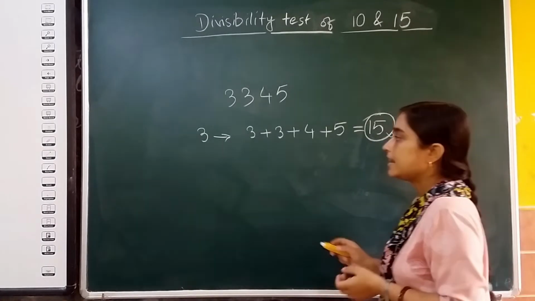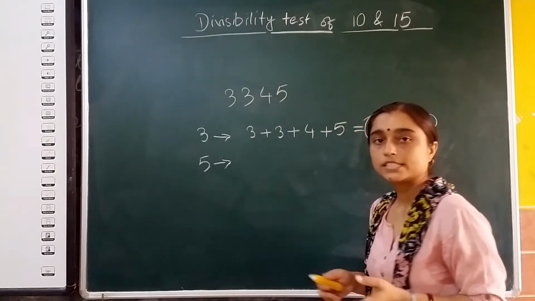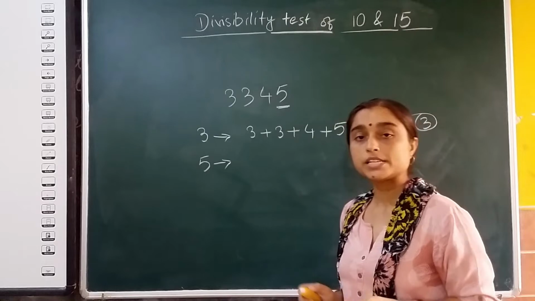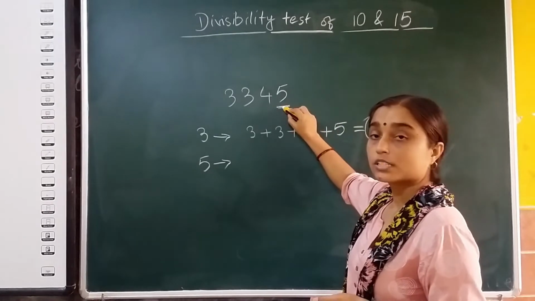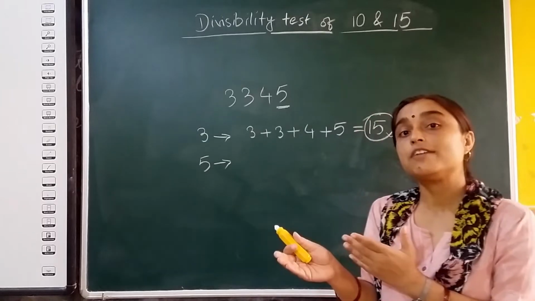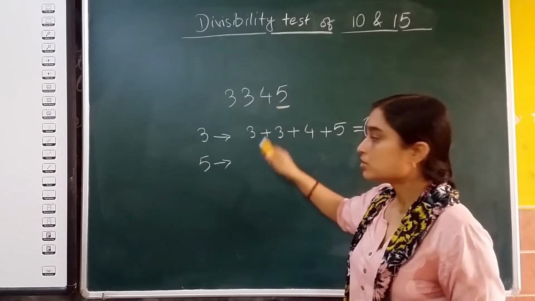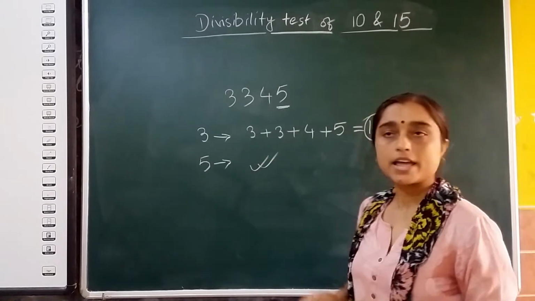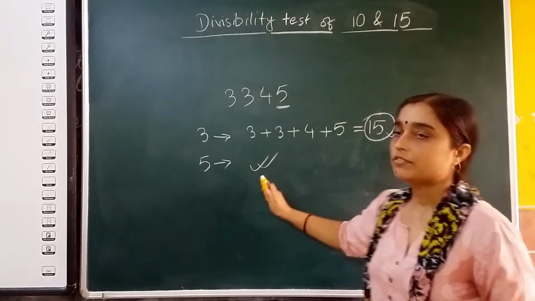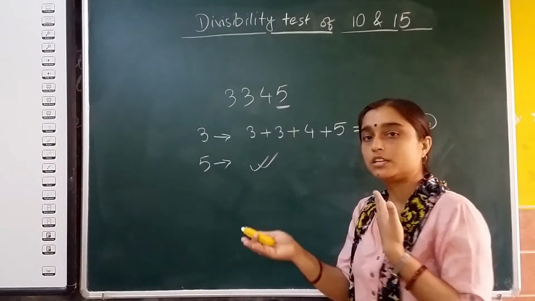Yes? And then check for 5. See, what is the test for 5? We have to check the ones place number. The ones place number is 5. And the test for 5 was that the number should have 5 or 0 at the ones place. Here it is 5. So this number is also divisible by 5. Divisible by 3 also, divisible by 5 also. Therefore, this number is automatically divisible by 15.